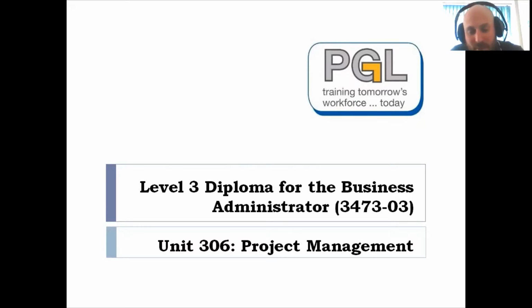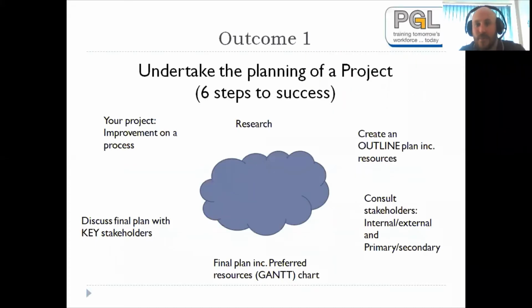We're going to be focusing on Unit 306, which is Project Management. Within this short video, we're going to be focusing purely on outcome number 1, and it's one of 3. Each outcome is related to the overall delivery of a project. Step 1, or outcome number 1, is all about the undertaking of the planning of the project.